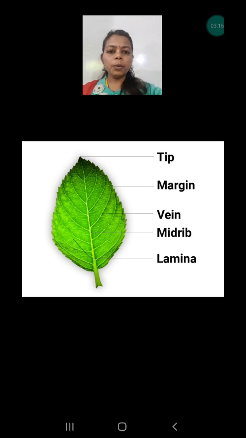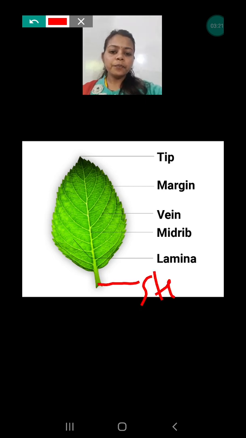One more part which is not shown here is, let me show you. This is stalk, S-T-A-L-K. Okay, so I hope you all have understood all the parts of the leaf.